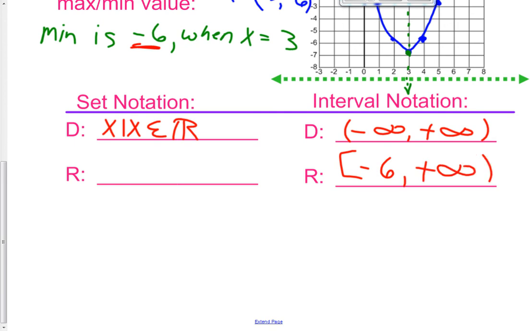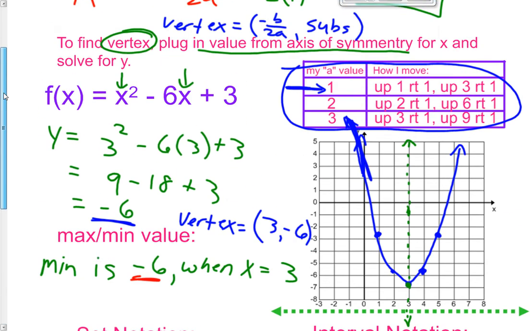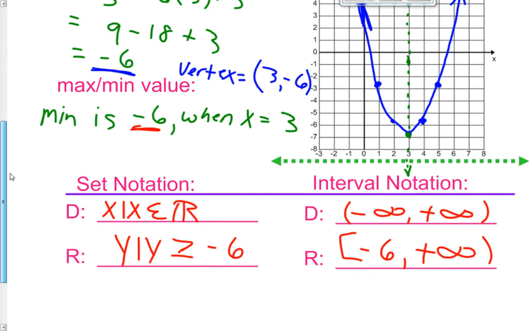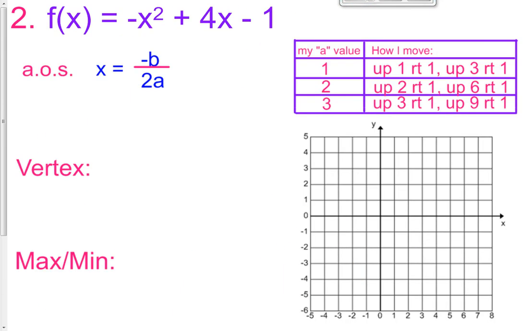-6 to +infinity. So for our range, for set notation, we talk about y such that y, and if it's all of the numbers that are bigger than -6 or higher than -6, we say it's greater than or equal to -6. A lot of stuff on one page here. We're going to practice it again, and hopefully then when you do your worksheet in your accelerated math, you can just follow these steps. So let's try it again here for problem number 2.